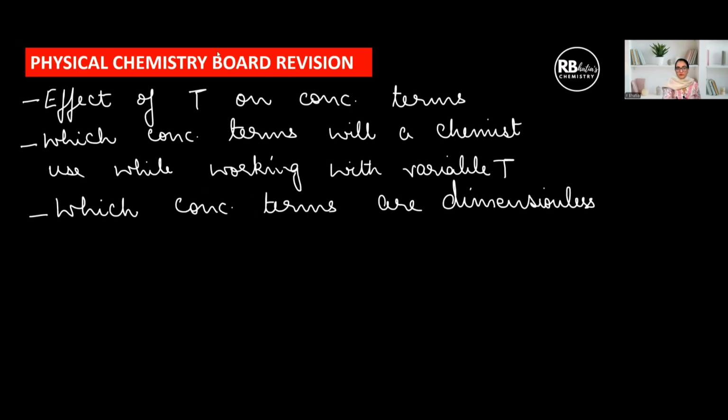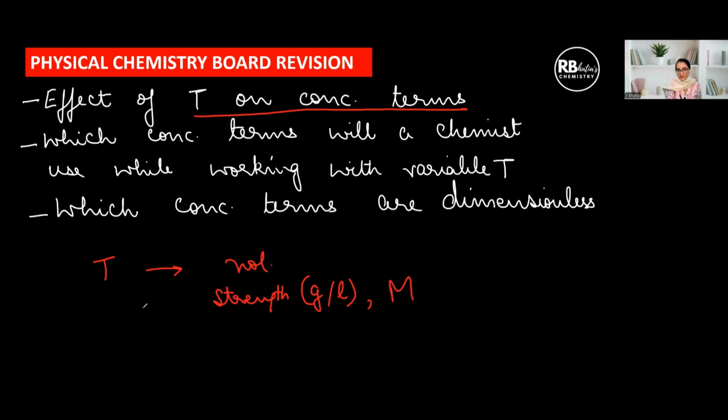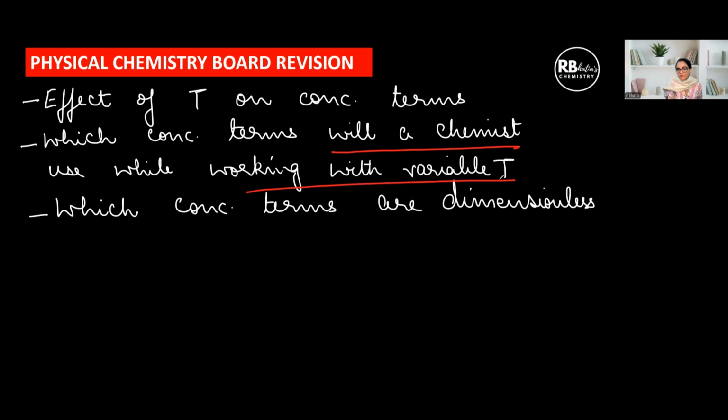Then next important question is, what is the effect of temperature on concentration terms? Just remember, temperature affects only those concentration terms which have volume in them. For example, strength, whose unit is gram per liter, will be affected by temperature. Molarity will be affected, and not affected will be the concentration terms like molality or mole fraction, because these have no volume term. Only volume gets affected by temperature, mass is not. Then which concentration terms will a chemist use when working with variable temperature? Since molarity changes with temperature, a chemist will prefer to use small m, molality.